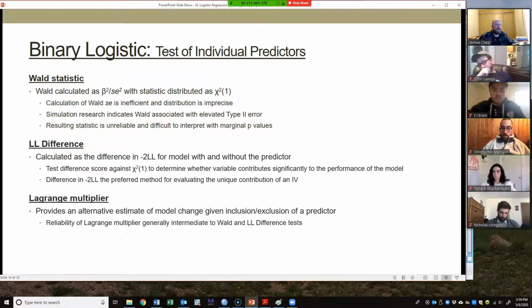Okay, we also have a different approach, the Lagrange multiplier. This is just an alternative estimate with the inclusion and exclusion. It kind of falls between the Wald and the log likelihood difference. So if you've got clear evidence of an effect, your Wald statistic is probably fine. This is what you're going to get in your output, but just know that, unlike our ordinary least squares regression models, there are some differences in how we test the unique contribution of our individual predictors. Questions?